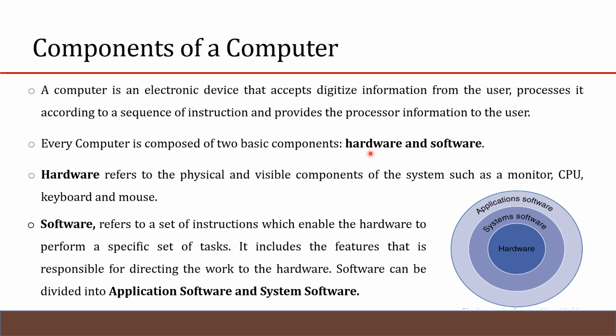Every computer is composed of two basic components, hardware and software. As you know, hardware refers to the physical and visible components of the system, such as monitor, CPU, keyboard, mouse, etc. The software refers to a set of instructions which enable the hardware to perform a set of tasks. So it includes the features that are responsible for directing the work to the hardware. The software can be divided into two: application software and system software. Through the software, the user is interacting with the hardware.